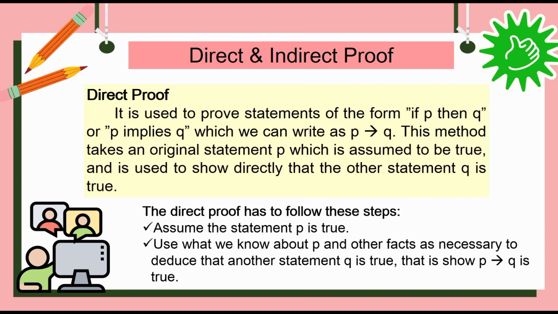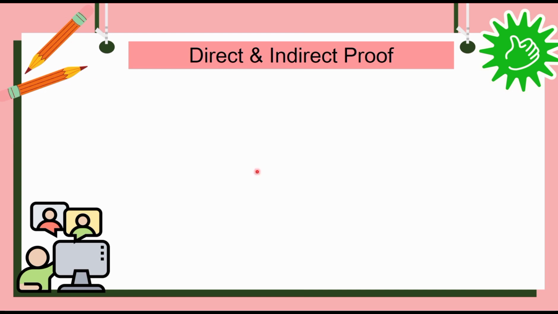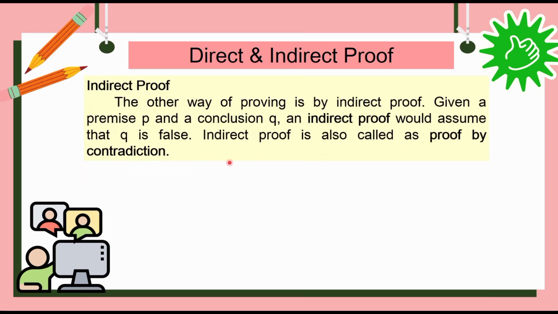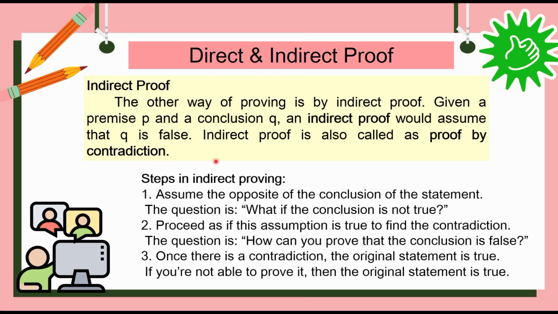The second way of writing a proof is what we call the indirect proof. That is the other way of proving which, given a premise P and a conclusion Q, an indirect proof would assume that Q is false. Indirect proof is also called proof by contradiction. Okay, so there are steps also in indirect proving.